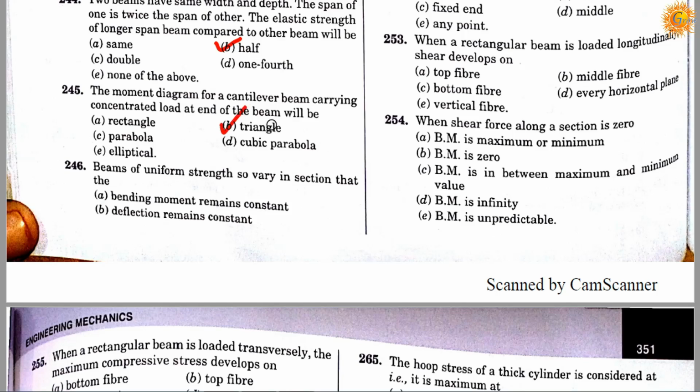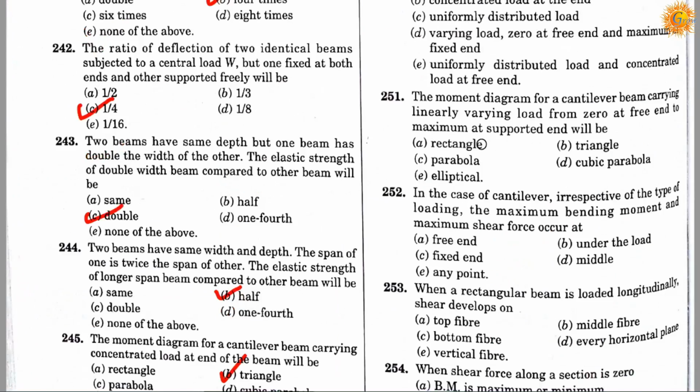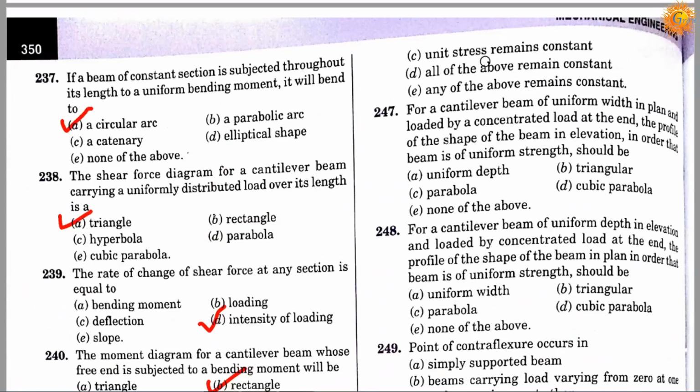Question number 246. A beam of uniform strength is so varied in section that: option A, bending moment remains constant; option B, deflection remains constant; option C, unit stress remains constant; option D, all of the above remain constant; option E, any one of the above remains constant. Correct answer C, unit stress remains constant.